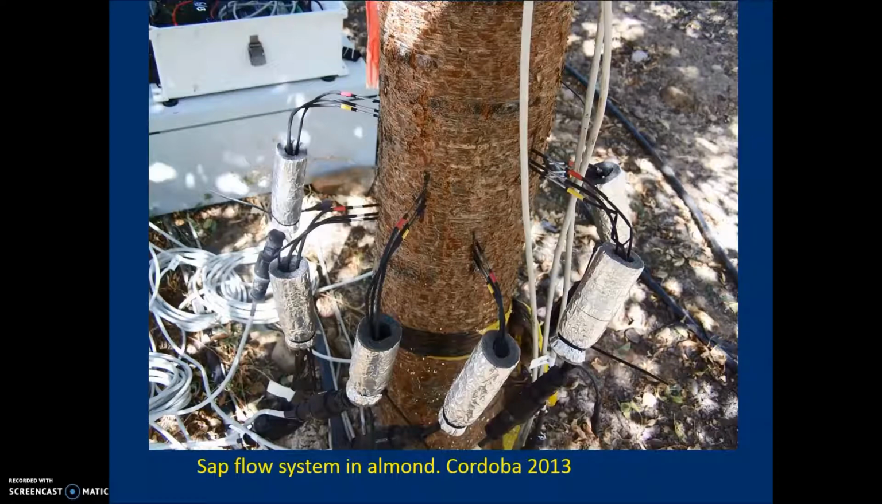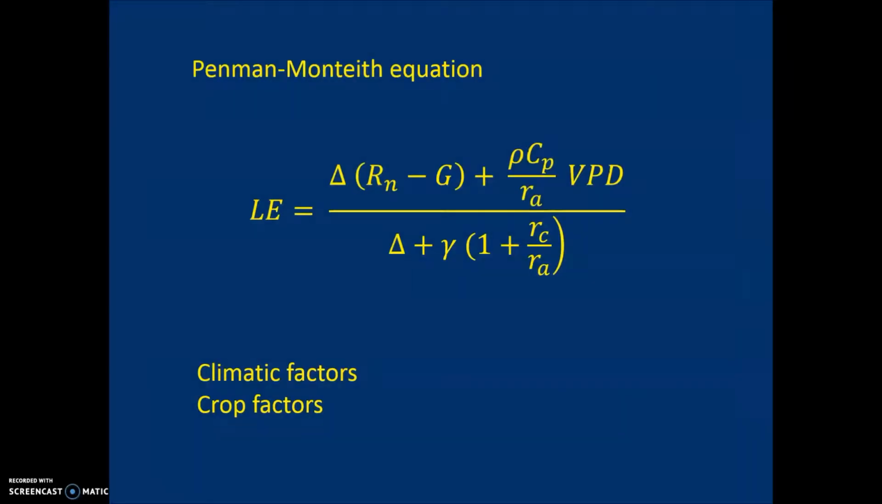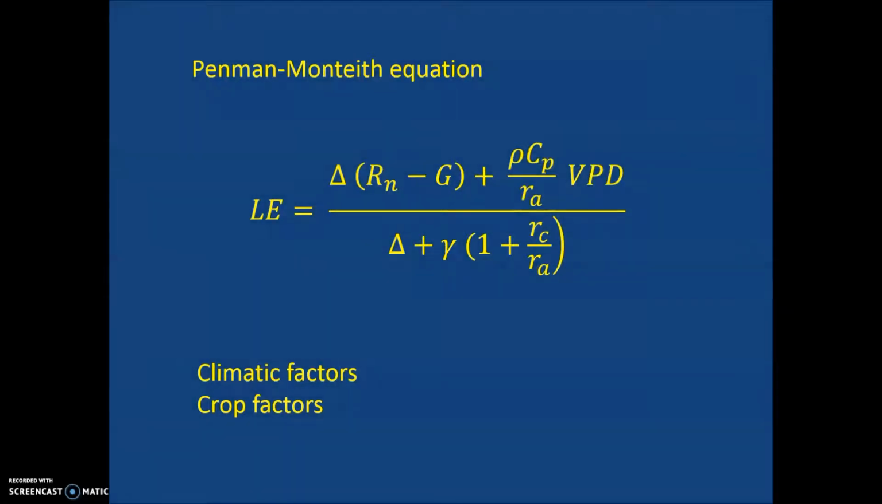Using this data, we have been working on transpiration models, and in any case, we start with the Penman-Monteith equation, the well-known equation, where we have climatic factors like net radiation, vapor pressure deficit, delta, which is a function of temperature, VPD is a function of temperature and humidity of the air, and two parameters RC and RA.